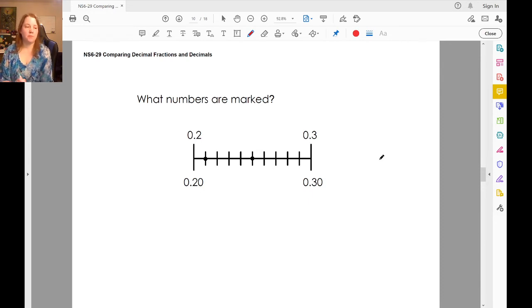So they want to know what numbers are marked here. So what would this be, and what would this be? The first line would be 0.21, or 21/100ths. The middle line would be 0.25, or 25/100ths.